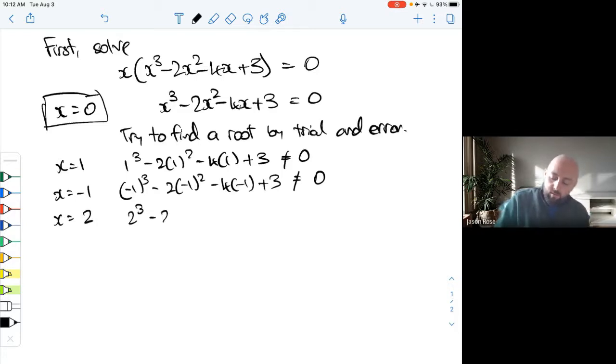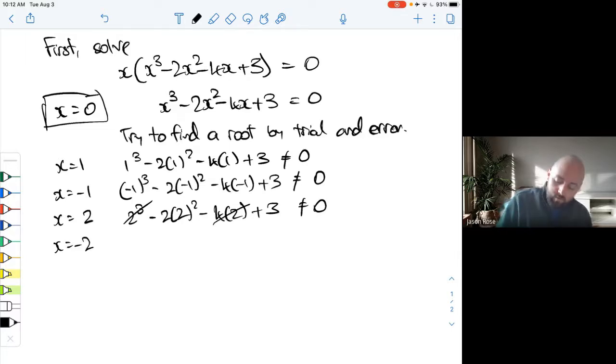Okay, 2 cubed minus 2 by 2 squared minus 4 by 2 plus 3. So 2 cubed is 8 minus 8. This is not going to, whatever is left is not going to add to 0. So again, I move on.